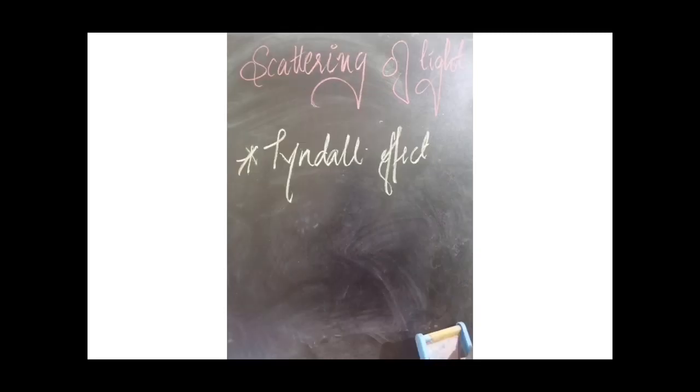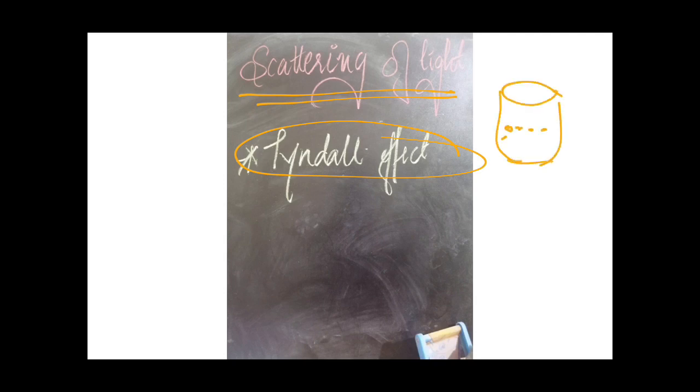Now first of all, in scattering of light, we will understand about the Tyndall effect. So what is the Tyndall effect? As we have learned in class 9 also, the Tyndall effect is the scattering of light, or it is the path along which light goes through the particles, or through the space between the particles. In a solution, the space between particles is negligible, so the Tyndall effect is not possible. But in a colloidal solution, the distance between the particles is there, so scattering of light is possible.